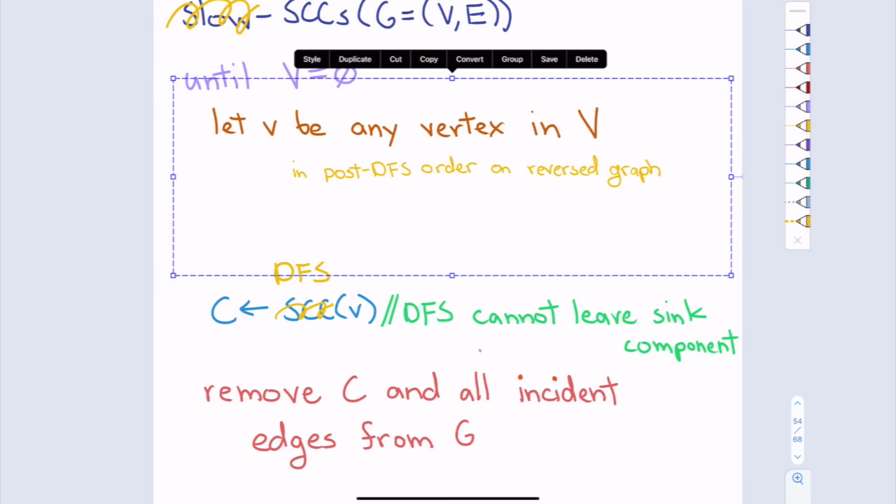So by running DFS on the reverse graph, we can actually pull out all the strongly connected components by always searching from a sink component. It's very clever. And then the notes will give the full proof in detail. You can do the whole thing in linear time. That's incredibly useful. All right, thank you.